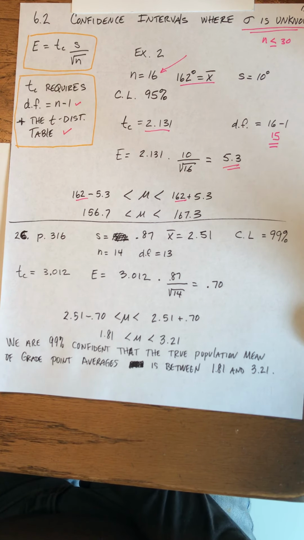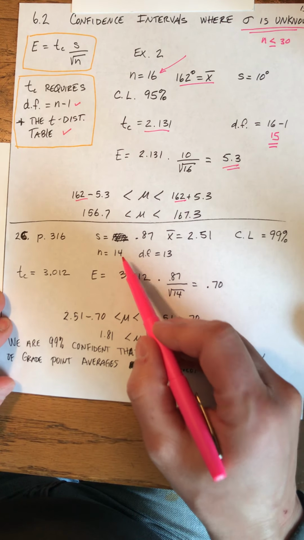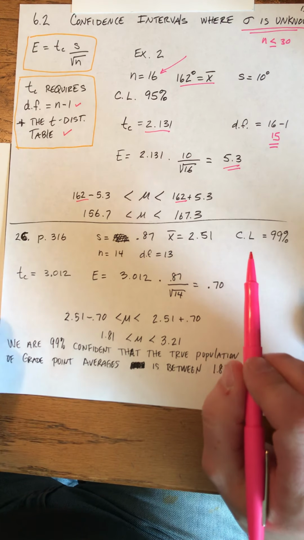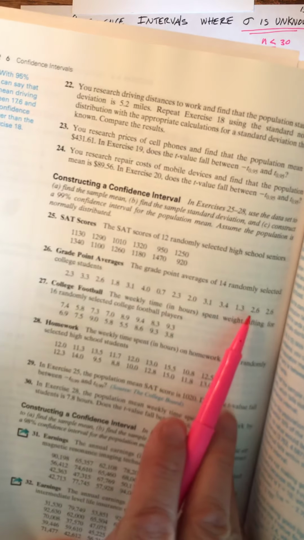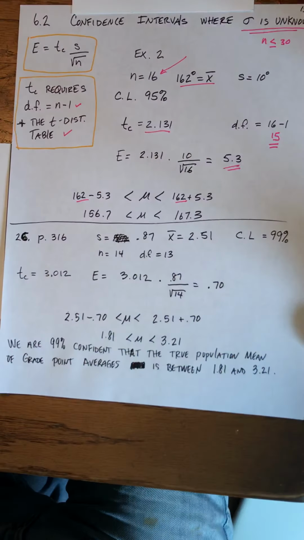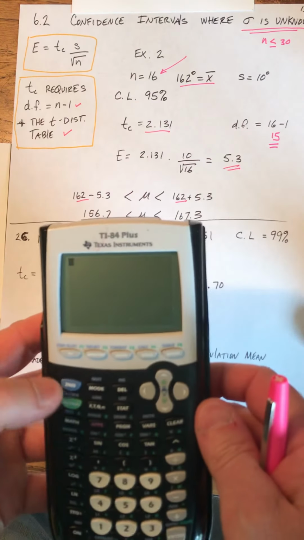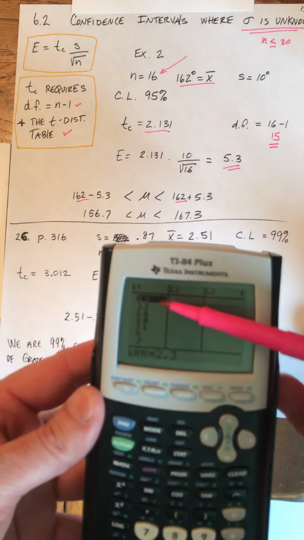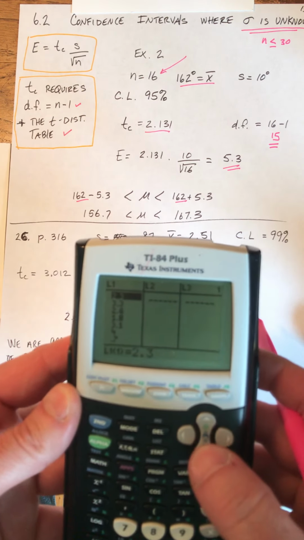So they took a sample of just 14 students, a very small sample size, and they want to be 99% sure in their findings. And in number 26, they give us all these grade point averages right here. So to make my life easier, I put them in a list. If I go to Stat and Edit, I put them down here, all 14 of them, in this list.